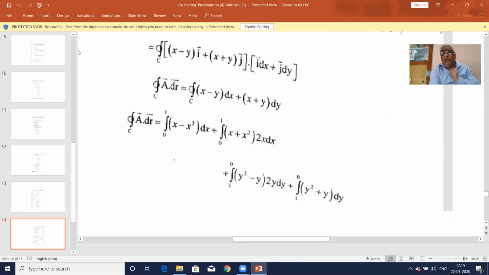Integrate this x component. Similarly, multiply (x minus y) dx. So x you put as y = x square, and here also y = x square, dy we can put as 2x dx. The differential of x is dx. Differential of y = x square is 2x.